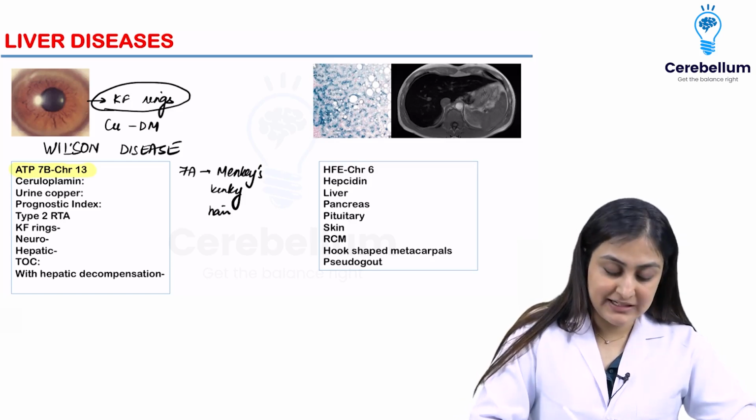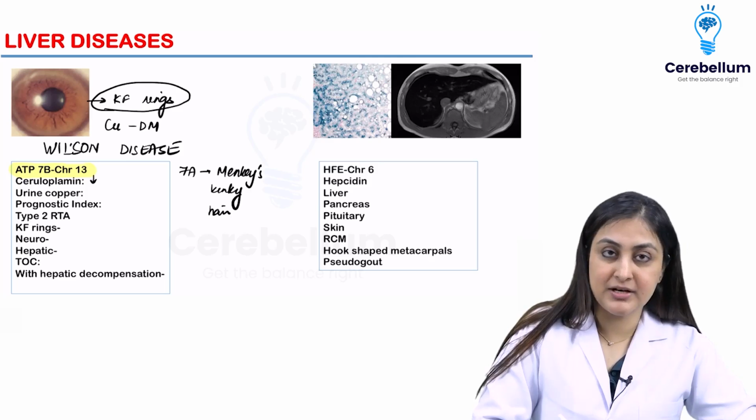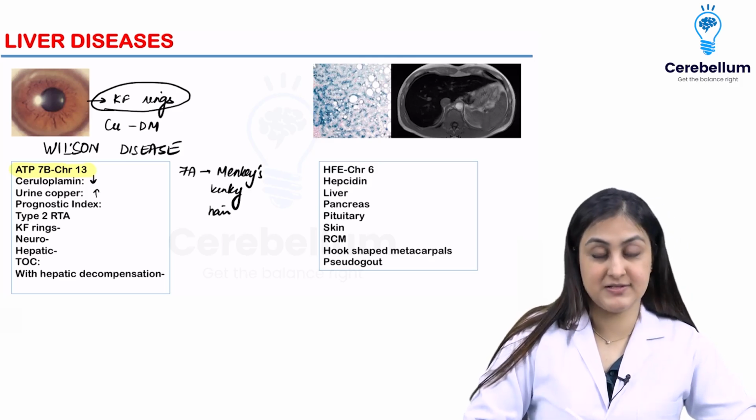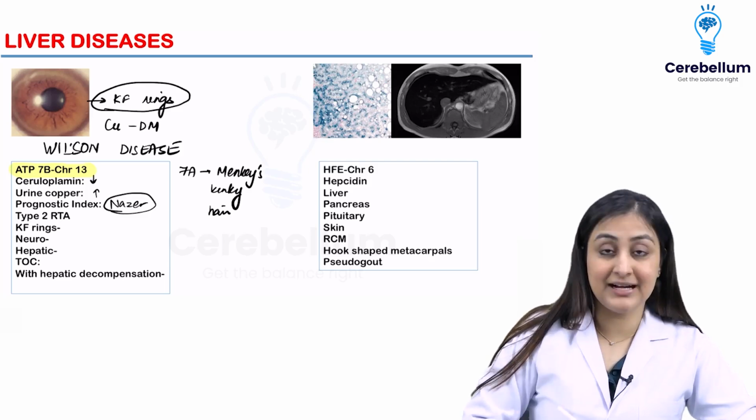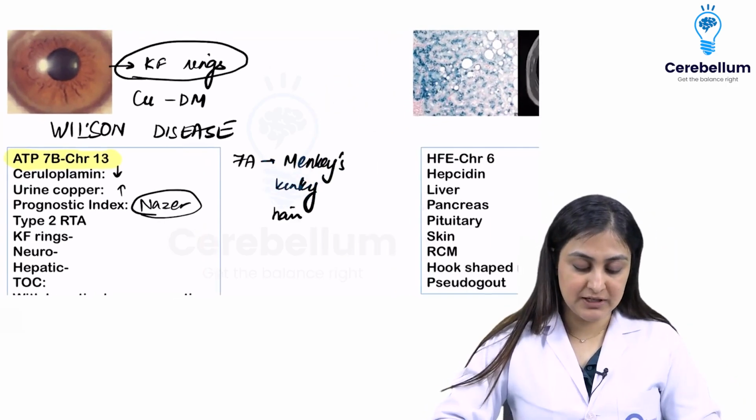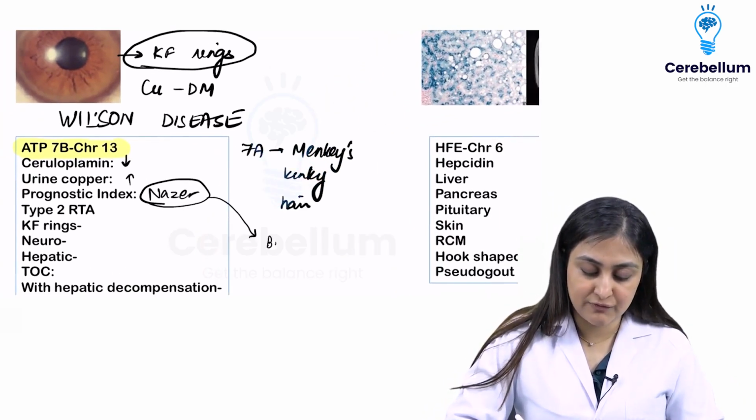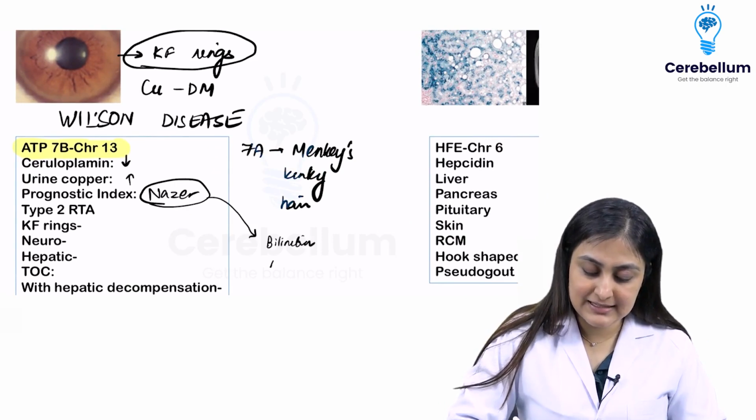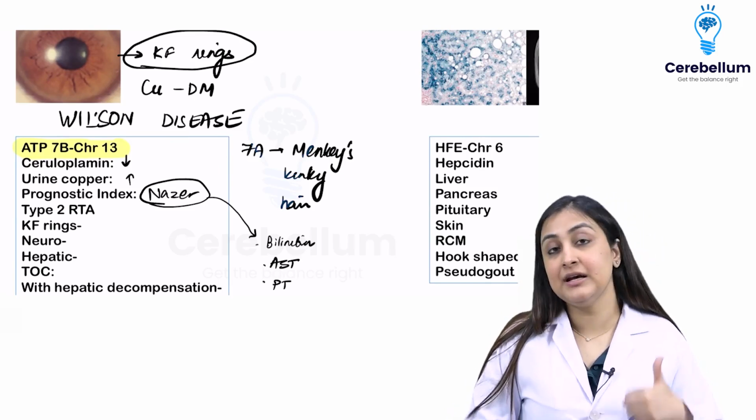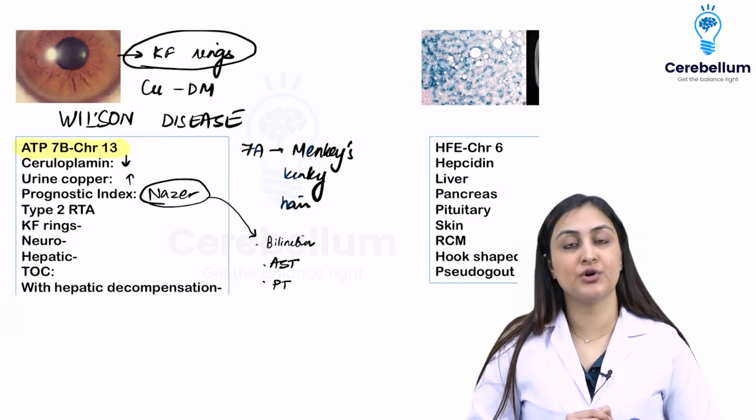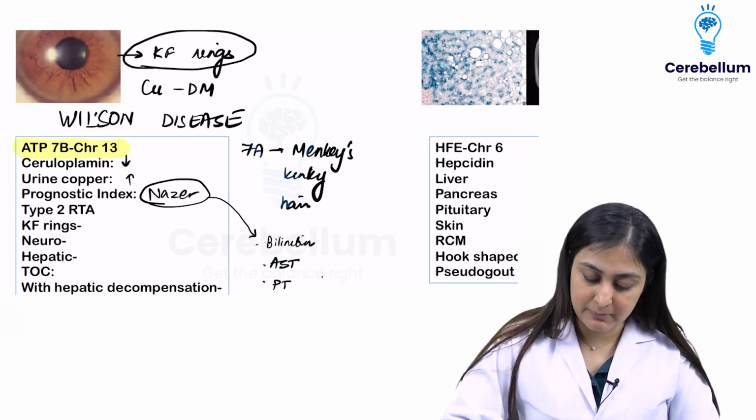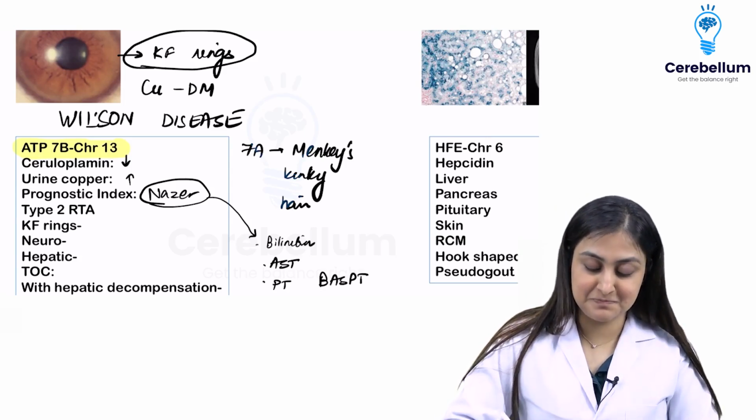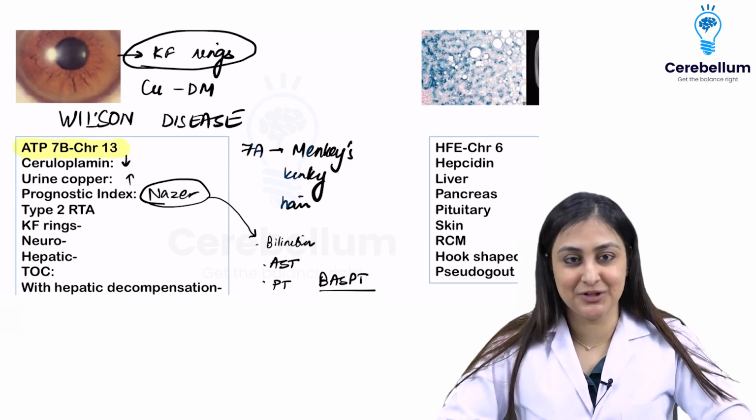The ceruloplasmin levels are going to be low, so the copper is not bound and the urine copper increases. Very, very important. There is a prognostic indicator of Nazar that you want to remember, which includes three things. What are those three things? Could be a repeat question. So one is bilirubin, second is AST, and third is PT. So they can give you an all except question here, that all of the following are indicated in prognostic indicator of Nazar except. Okay, so you remember these three. You can remember BASP, for the lack of a better mnemonic.